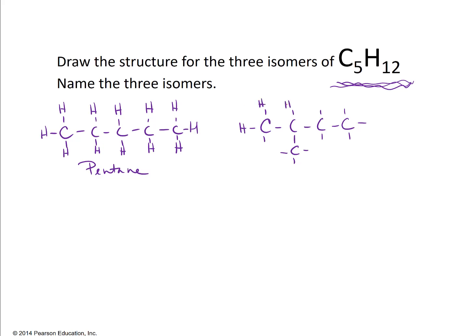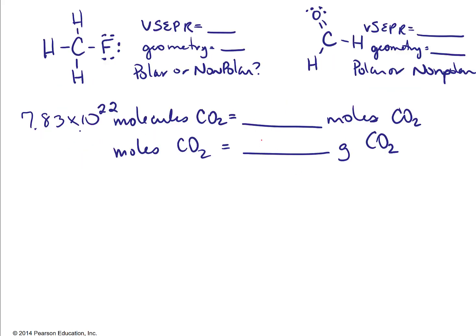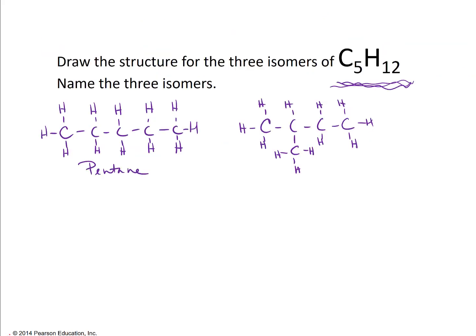1, 2, 3, 4, 5, 6, 7, 8, 9, 10, 11, 12 hydrogens. Okay. Ooh. That is what? Longest chain is a butane. The group hanging off is a methyl, and it's hanging off of carbon number 2.